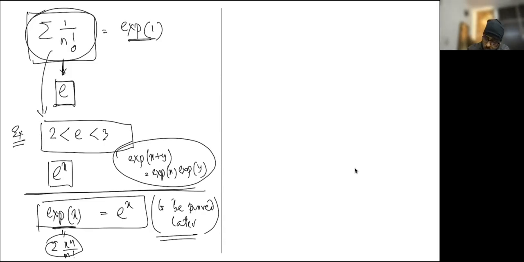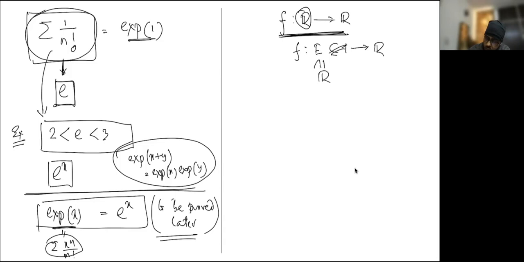Okay, so now on to a new topic. As I had mentioned in the beginning, our main goal is basically to study functions from R to R, and now we are almost there at that stage. So either R to R, or defined on some subset of R, from some subset of R to R.